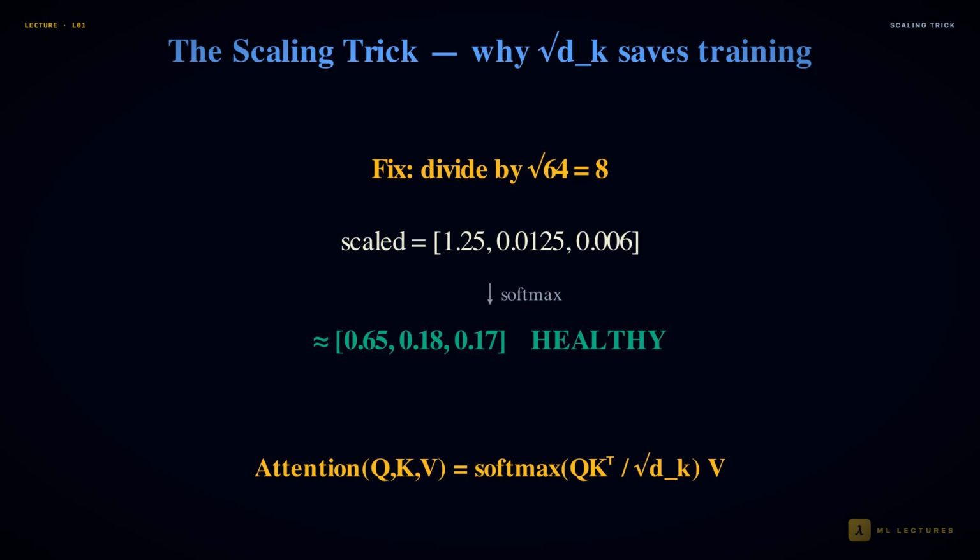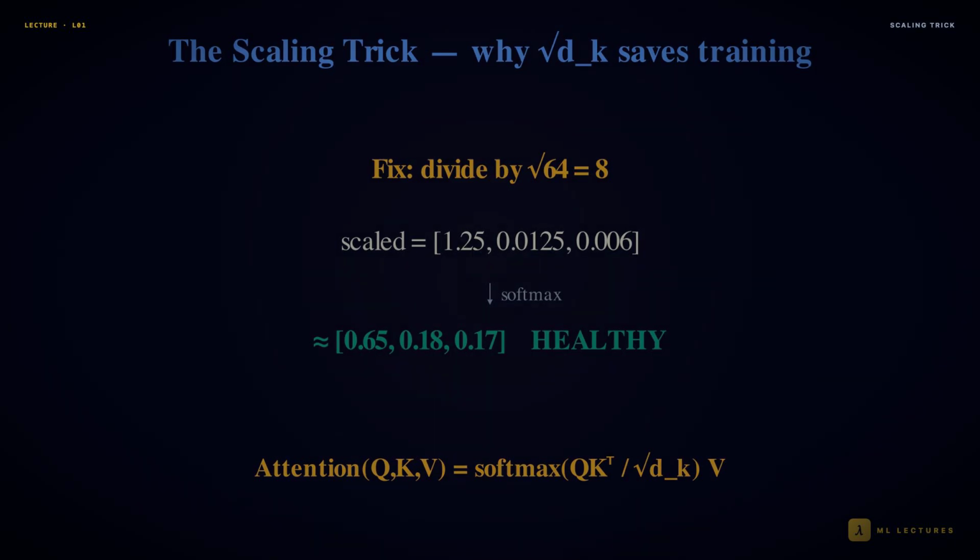Put the full formula together. Attention of Q, K, V equals softmax of QK transpose over root dk, all times V. 8 years later, every transformer in production still uses this exact recipe. But we have still got a hidden bug.